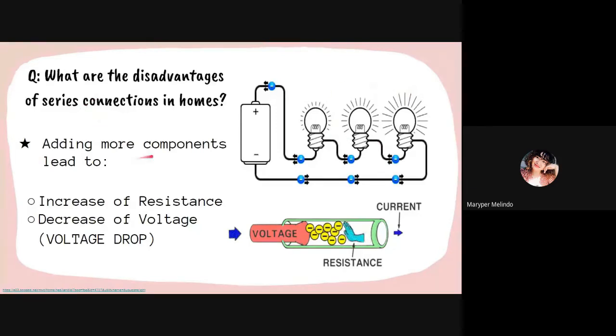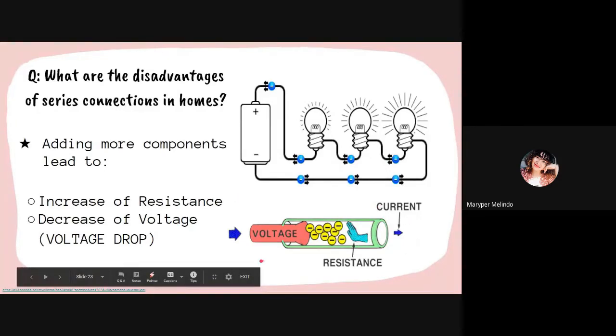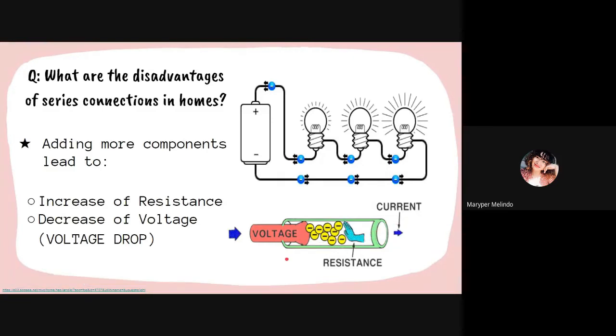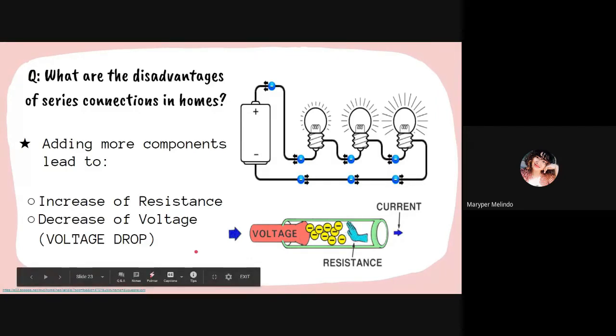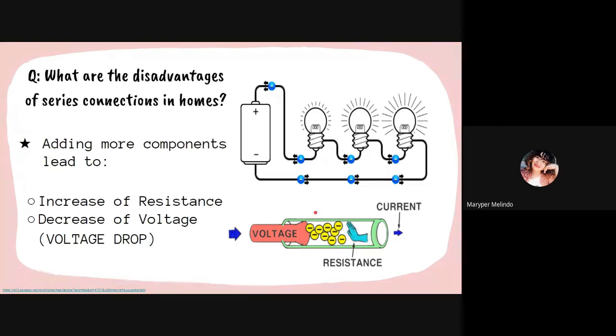So, adding more components leads to an increase of resistance, but a decrease of voltage. Okay, so I have here a picture to represent that. Again, let me remind you that the current is somewhat just like water in a river, or for example, in a hose. So, yun yung dumadaloy. Okay, yun yung current. Yun yung dumadaloy. Pero si voltage, siya yung taga-push. Siya yung taga-go, taga-push para maka-flow.